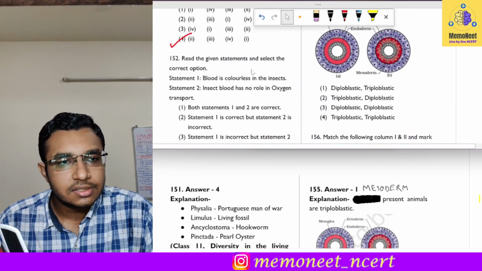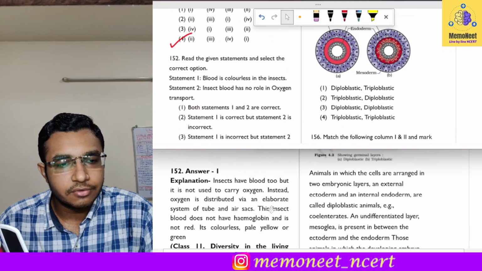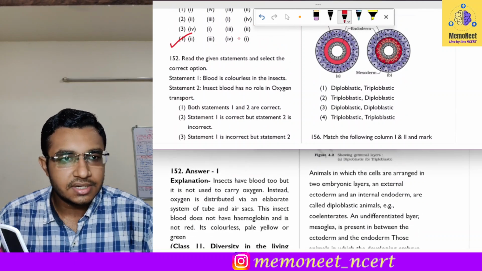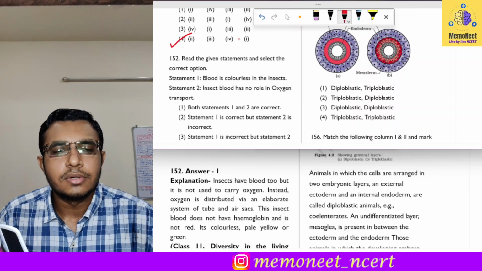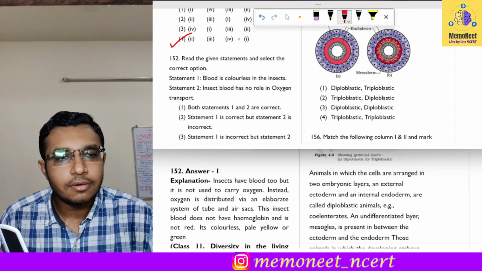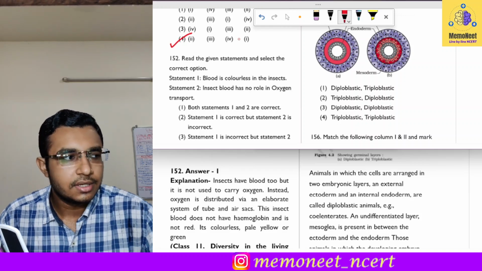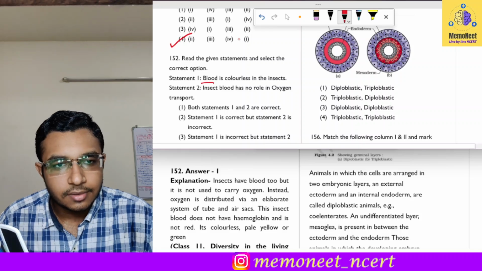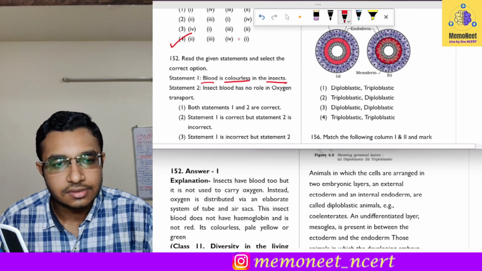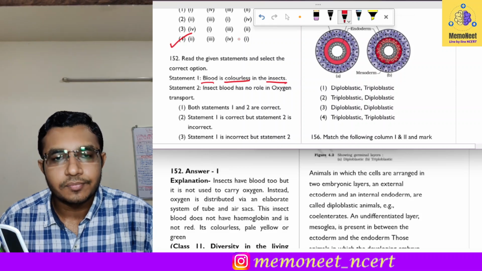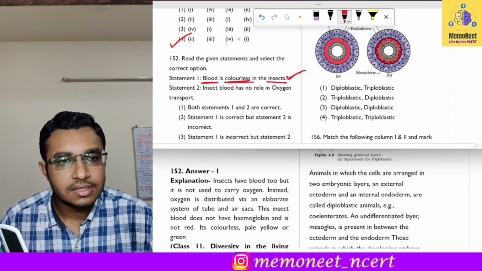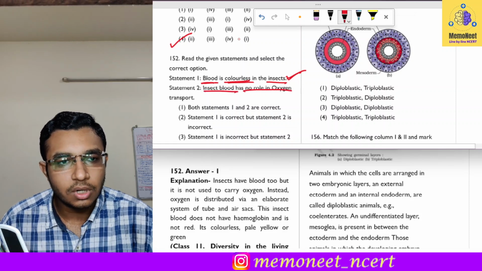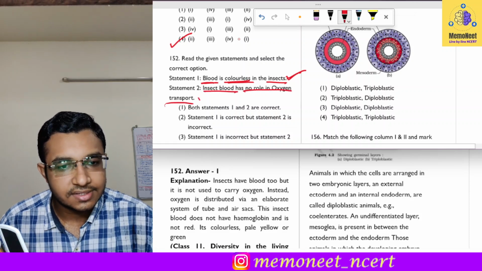Moving on to the next question, that is question number 152. It states that read the given statements and select the correct option. So it is a statement based question and we have to select which of the statements is correct. Statement 1 is blood is colorless in insects. Is this correct? Yes, this is absolutely correct. Next is the insect blood has no role in oxygen transport. So that statement is also correct.